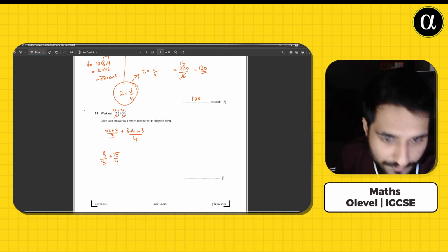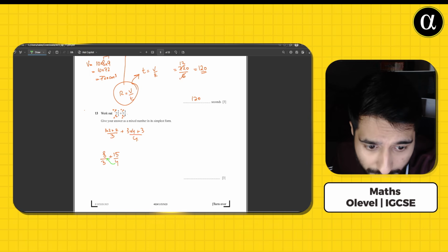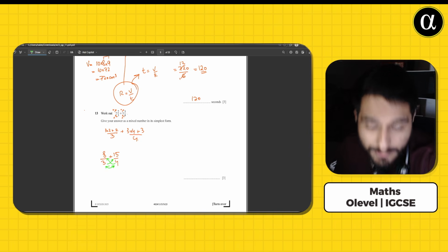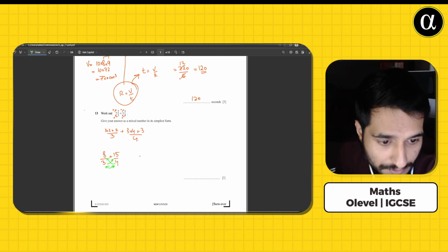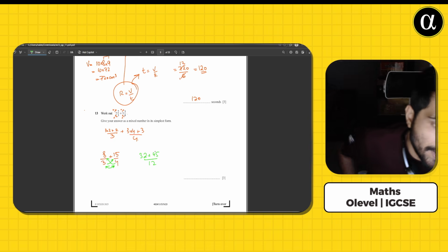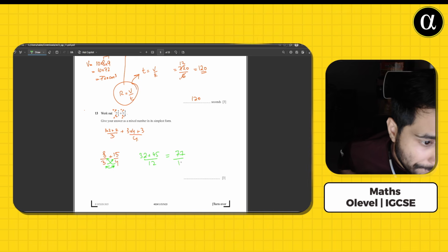And then we solve this further. We just cross multiply or take the LCM, whatever method you like. I prefer cross multiplication for some reason. Cross multiplication and the denominators being multiplied, that's one way of taking LCM. So 4 times 8 is what? That is 32. Plus 15 times 3 is going to be 45 upon 12. So this is going to be 32 and 45, that is 77 over 12.